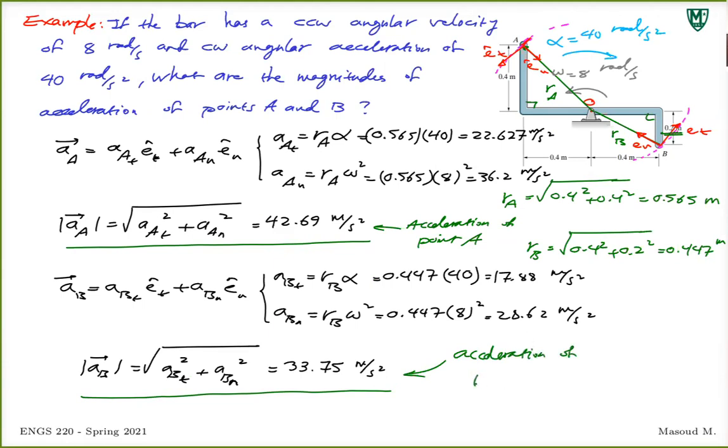Acceleration of point B. Any other point, as long as you can find how far it is from the axis of rotation, you can just find its velocity and acceleration. So all you need to do is know the angular acceleration and angular velocity of the rigid body. Any point on it, you can calculate depending on how far it is from this axis of rotation.